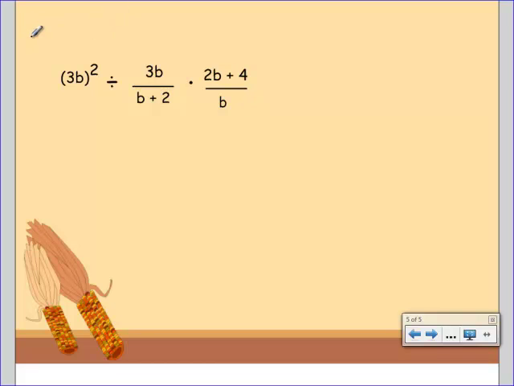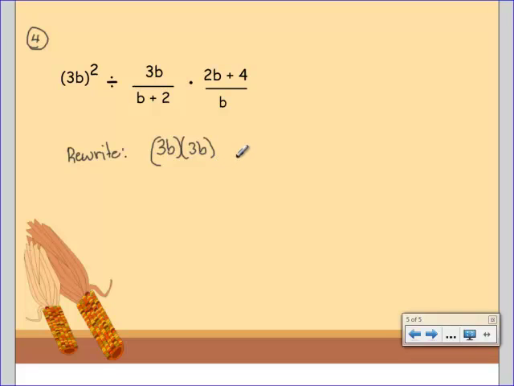Okay, and the last one, example number 4. Oh boy, I gave you a division and a multiplication. So the first thing we're going to do is rewrite this. 3b squared, I'm actually going to write out as 3b times 3b. There, I factored that.